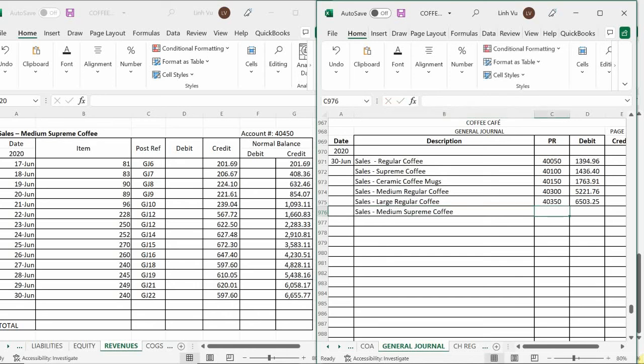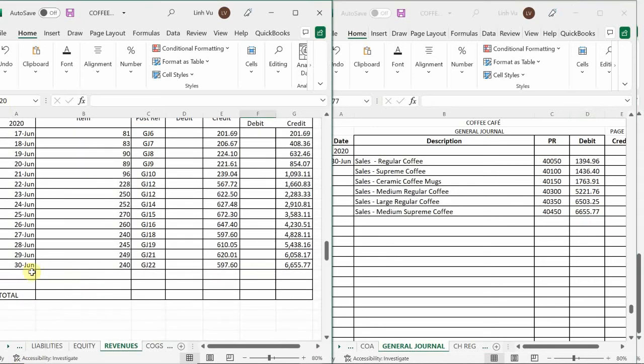Next, we have our sales for the medium supreme coffees. Okay, for account number 4450, for the total amount of $66.55. We're gonna close this out, and that should zero it out. Okay.